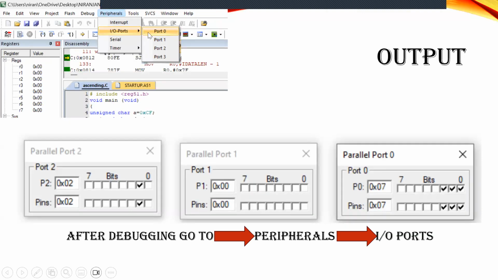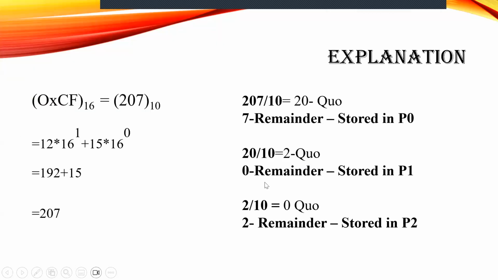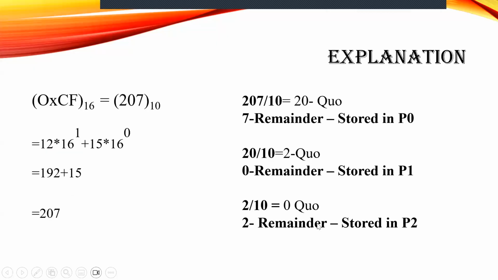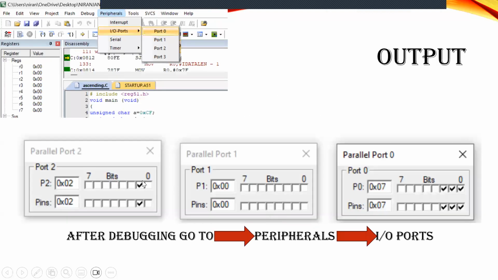Again, click Input Output Ports, click on port 1, and you will have the 0 value. So here is your port 1 value 0. And if you click port 2, then the value 2 will be displayed in port 2. The remainder 2 will be stored in port 2. So after debugging, you have to go to Peripherals, click Input Output Ports, and for each port when you click, you can observe the value stored in that particular port.